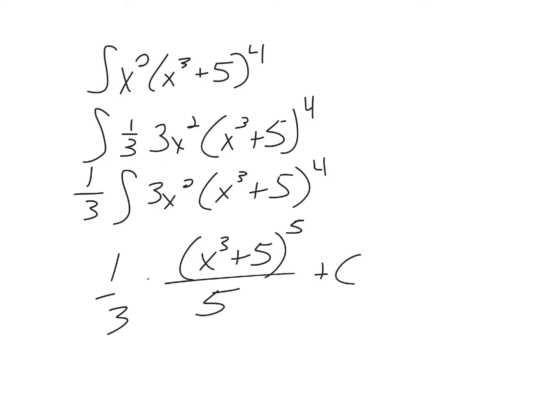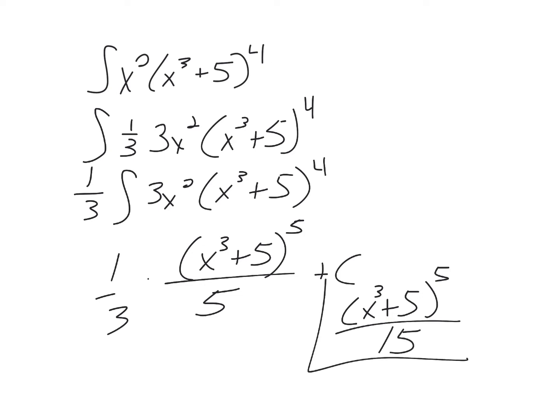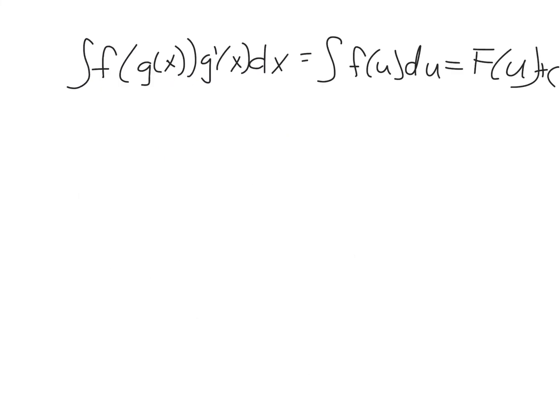1/3 times this will get us 1 over 15. I'm not going to even bother writing the 1 there. That was a little extra. 1 over 15, so it'll just be (x cubed plus 5) to the power of 5 over 15. Plus c. There's our answer. All right, so this is where we're going to, what I put in the notes, change variable.